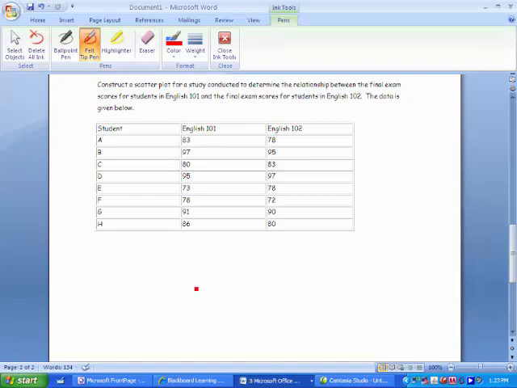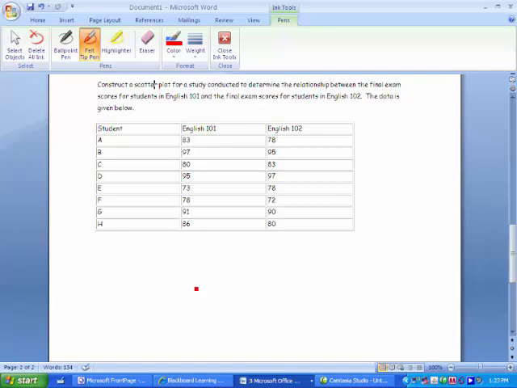Next, we'll take a look at an example for a scatter plot. We are told that we want to determine whether or not there's a relationship between the final exam scores for students in English 101 and the final exam scores for students in English 102. And we're given a data set that consists of 8 students and their grades in both English 101 and English 102.